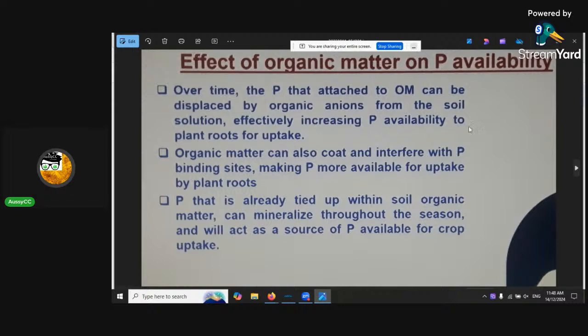This is my area, I like it. So over time, the phosphorus that is attached to the organic matter can be displaced by organic anions from the soil solution, effectively increasing P availability to plant roots for uptake. Organic matter can also coat and interfere with P binding sites, making P more available for uptake by plant roots. Phosphorus that is already tied up within soil organic matter can be mineralized and mobilized throughout the season and will act as a source of phosphorus available for the crop.